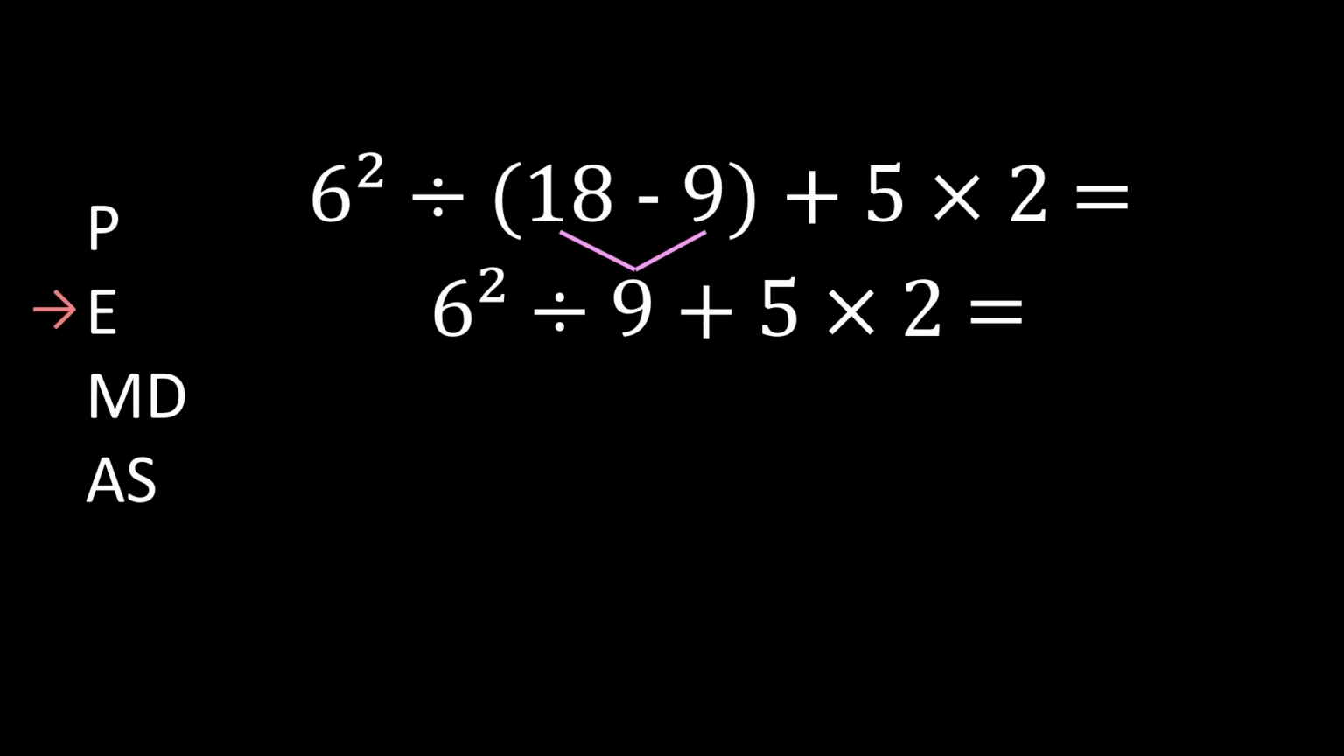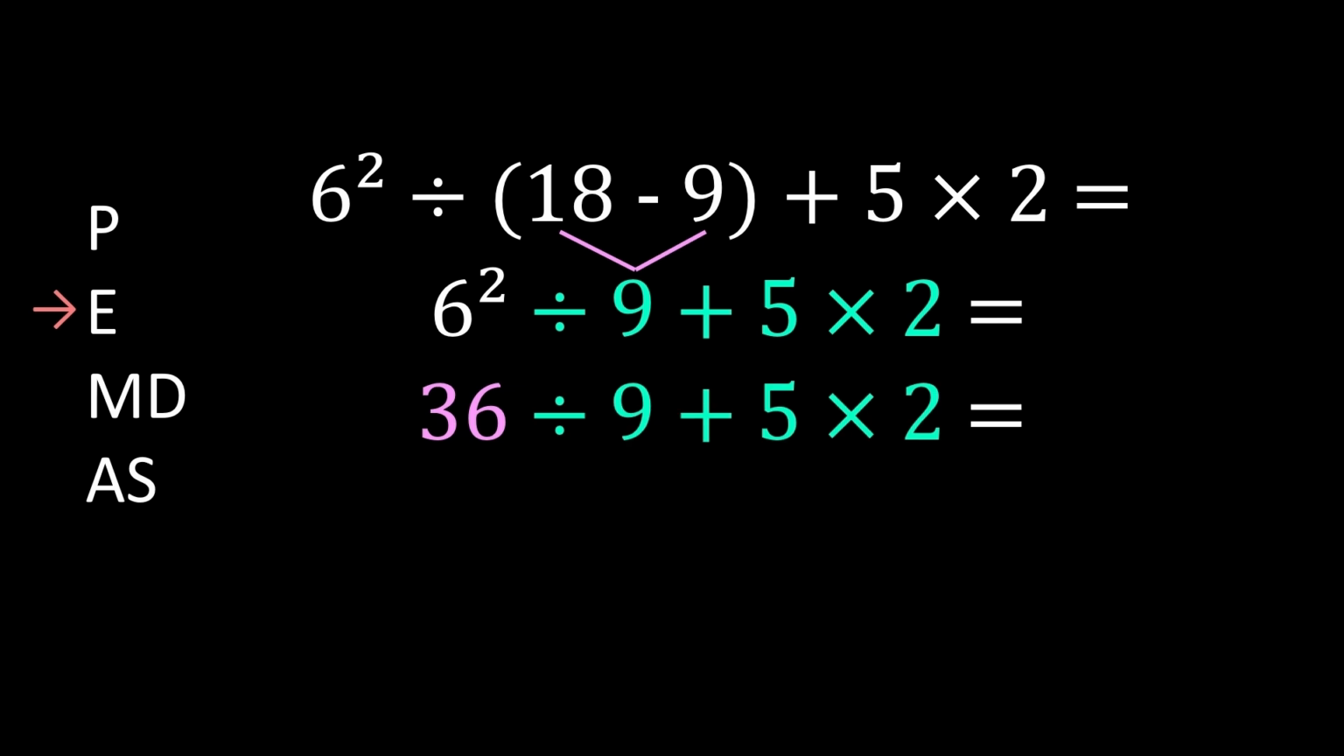After parentheses, I'm looking for exponents, and I do have exponents in this problem. I have 6 squared. That will be my next step. 6 squared is 36. 6 times 6 is 36. Then I'll bring the rest of the problem down, keeping my signs and everything in the correct places.